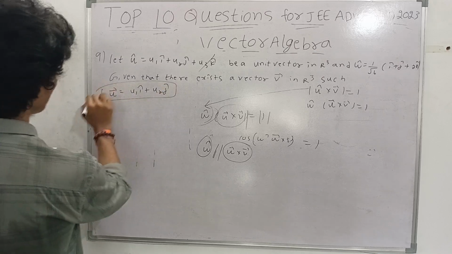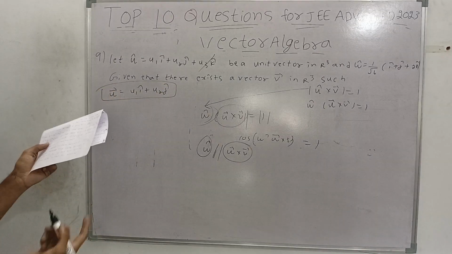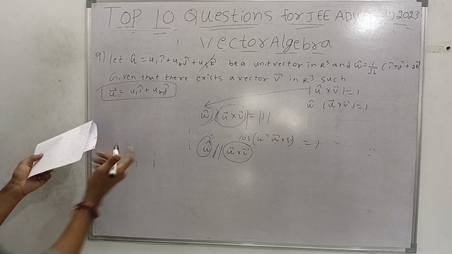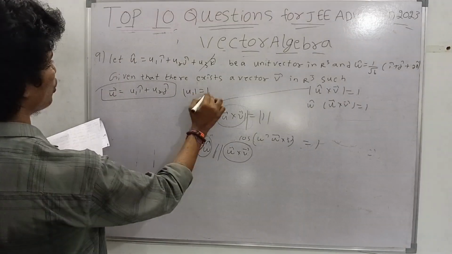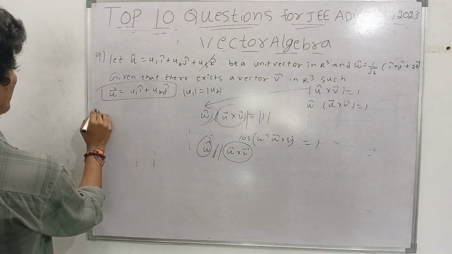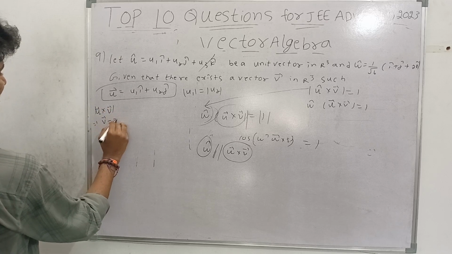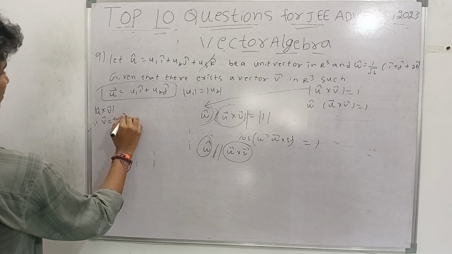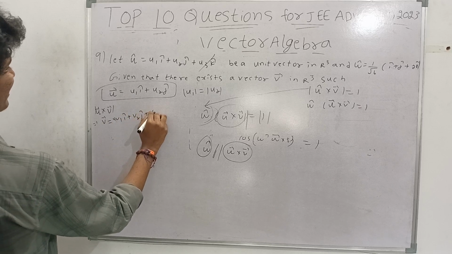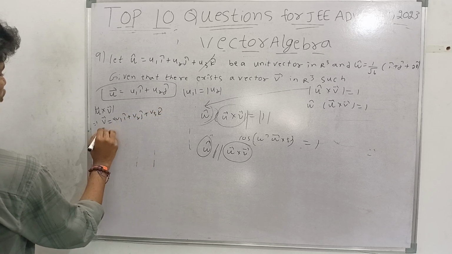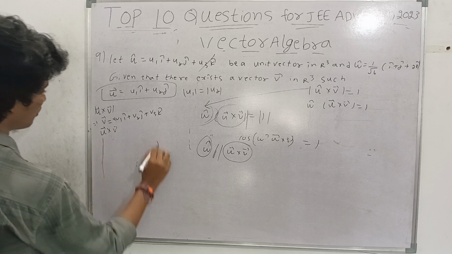So the u vector now is this. And if it is lying in this plane, what is the value? They have given magnitude of u1 equal to magnitude of u2. Now we have to find u vector cross v vector. Suppose I am assuming v vector as v1 i cap plus v2 j cap plus v3 k cap. Now I am going to do u cross v.